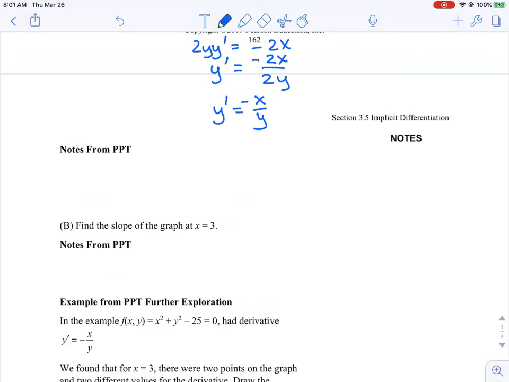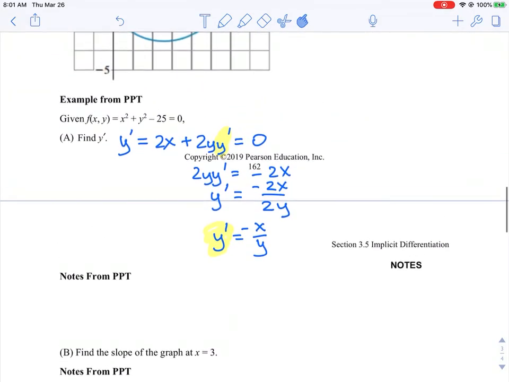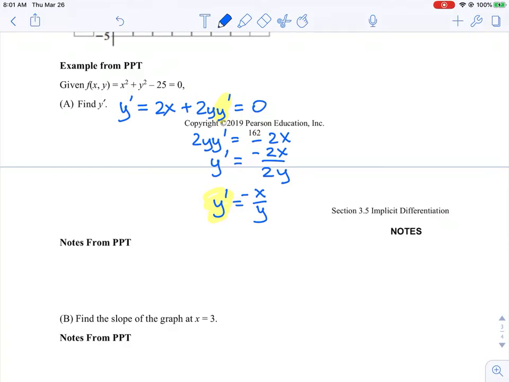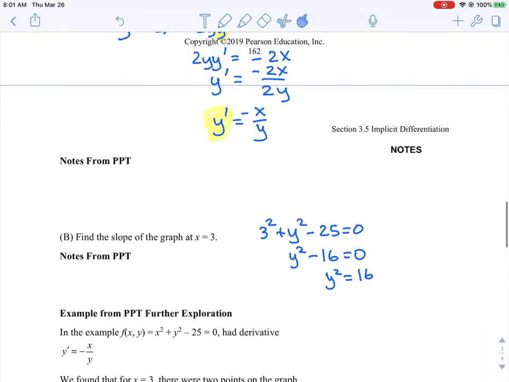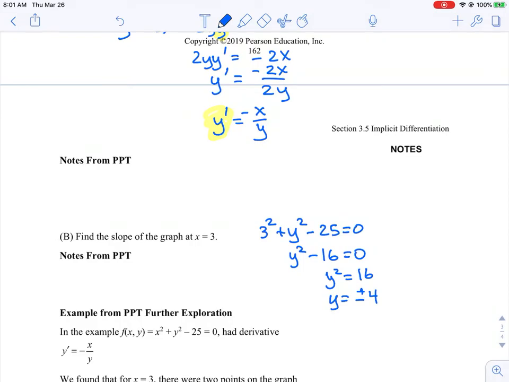Find the slope of the graph at x equals 3. Well, remember, first derivative is our slope. But you need to find the corresponding y value for that x. So you must still find the corresponding y. My equation would be 3 squared plus y squared minus 25 equals 0. 3 squared is 9, so I get y squared minus 16 equals 0. y squared equals 16. Remember, when you take the square root, you get two values.